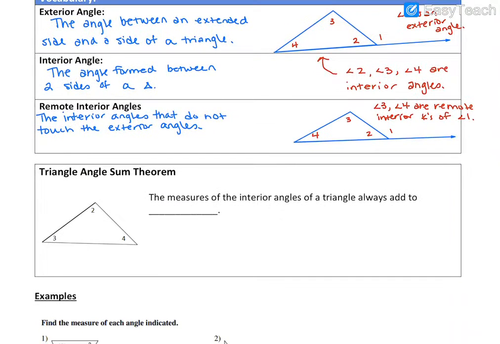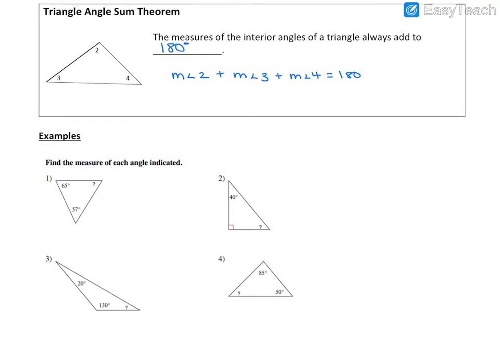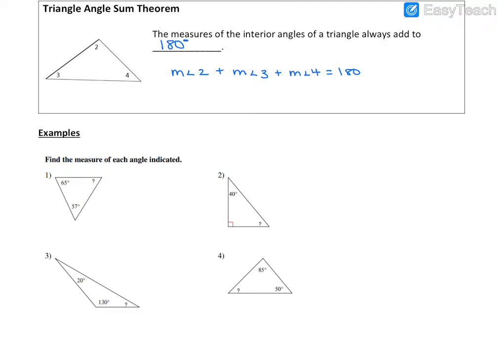The triangle sum theorem: the measures of the interior angles of a triangle always add to 180 degrees. So the measure of angle 2 plus the measure of angle 3 plus the measure of angle 4 will always equal 180. We have some examples that are going to use this triangle sum theorem.